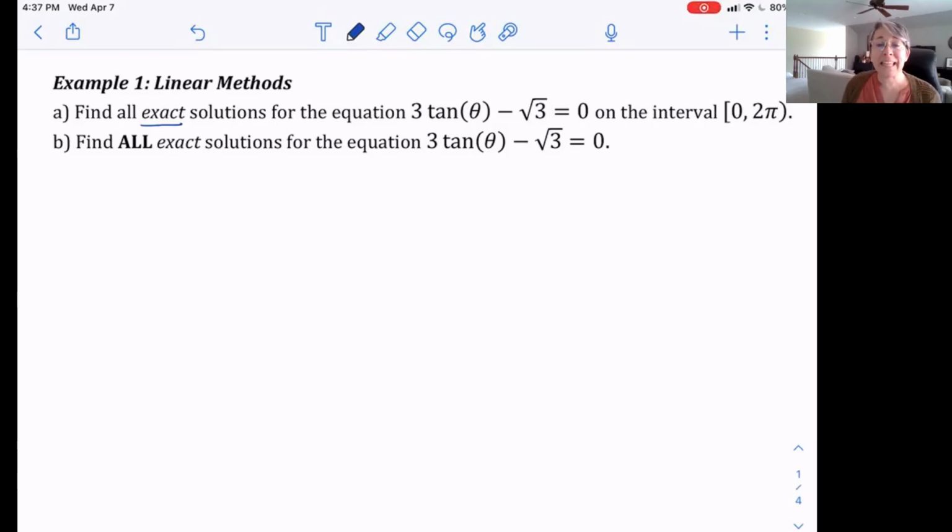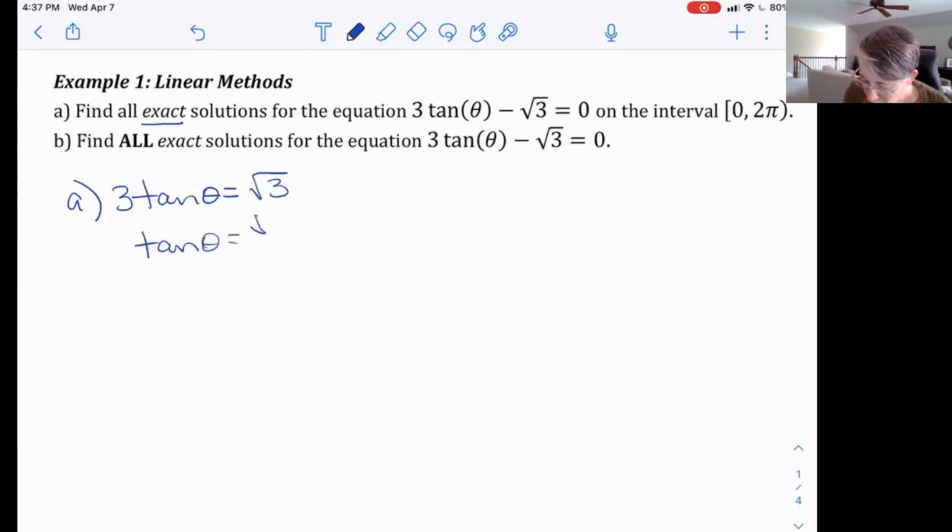So for A, let's get tangent by itself. We would get 3 tangent theta equals the square root of 3. We would add that square root of 3 to the other side, divide both sides by 3, and we get the square root of 3 over 3. Now, you may recognize that tangent equals the square root of 3 over 3 at 2 places, where theta is pi over 6 and 7 pi over 6. In other words, in the first quadrant and again in the third quadrant.